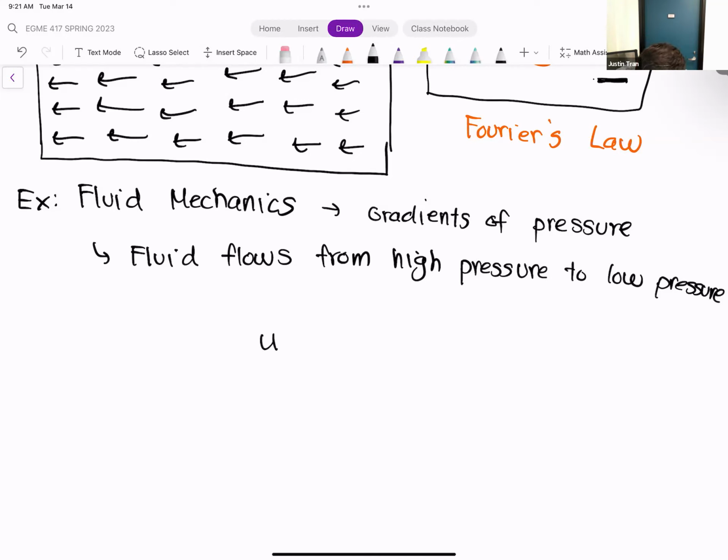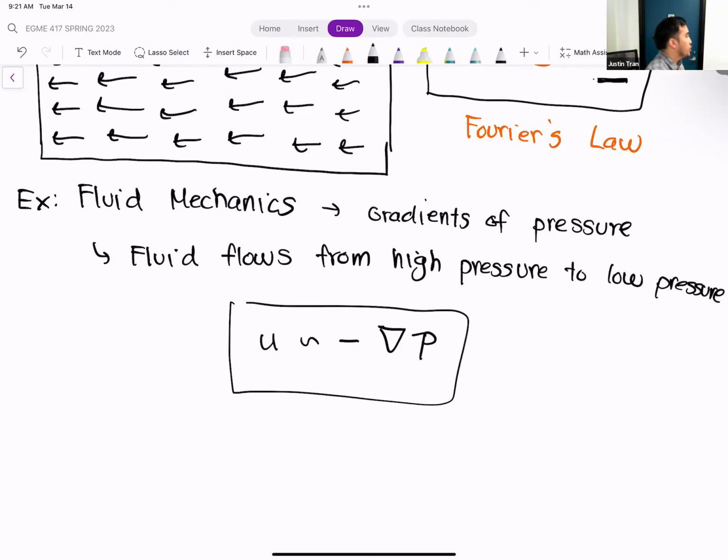And so we have the velocity u. This is about equal to minus the gradient of p. A little more complicated than that. And so, we have the full Navier-Stokes equation, which of course is not shown here. And so we have just that.